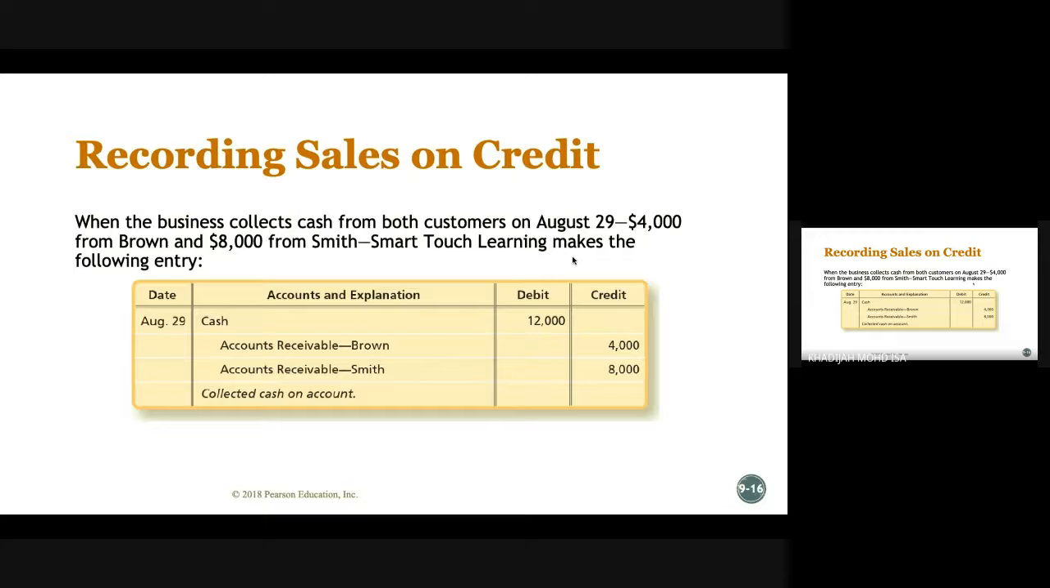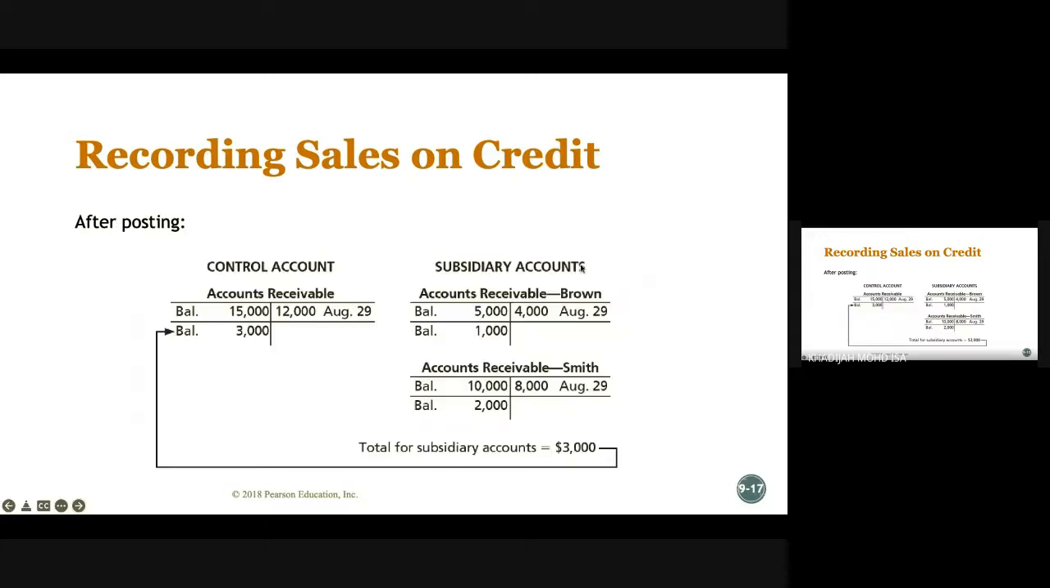So if you look into their accounts, your subsidiary accounts, Brown, initially you recorded that as 5,000, but now they make a payment of 4,000. So you debit your cash, credit your Brown. Because of that, the balance is 1,000. Similarly, for Smith, you have initially 10,000, but then you credit your Smith 8,000, so the balance is 2,000. So if you look at the balance here, initially it was 15,000, but now you credit 12,000. So now you have a balance of 3,000, yeah?